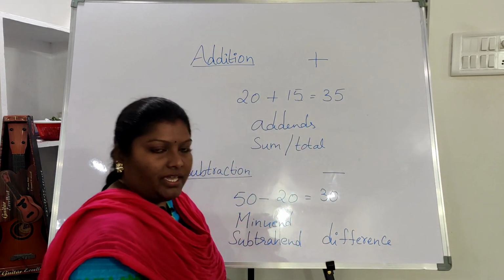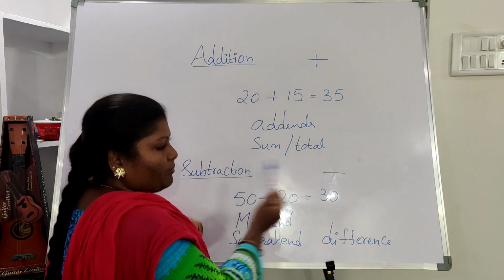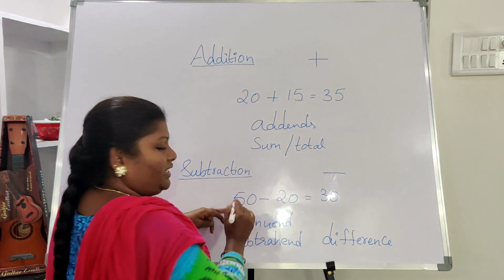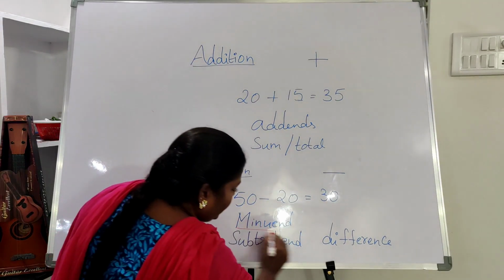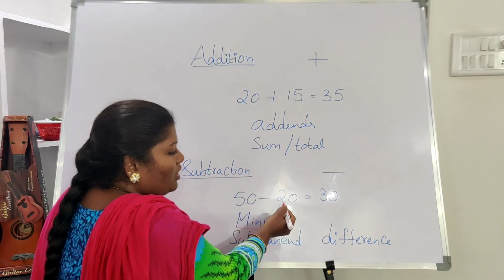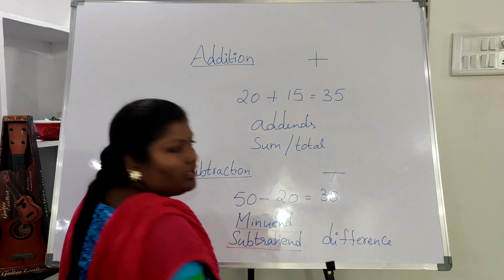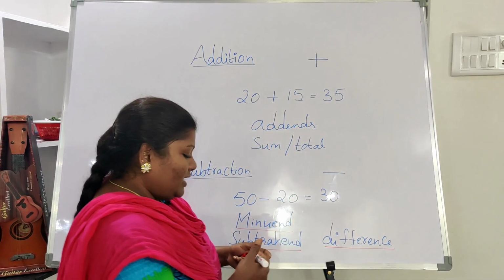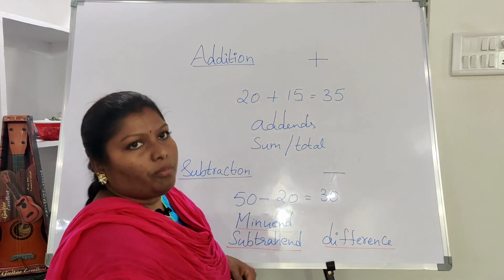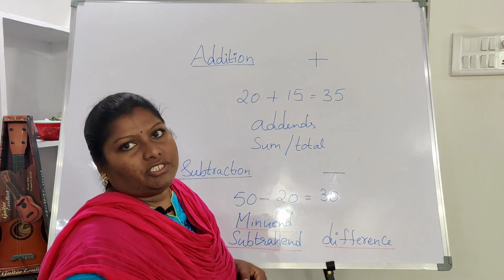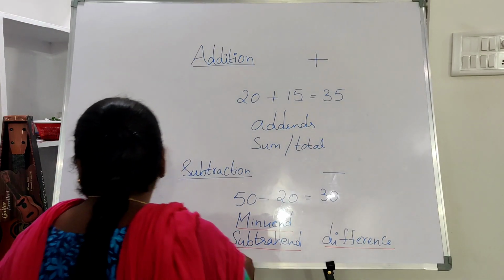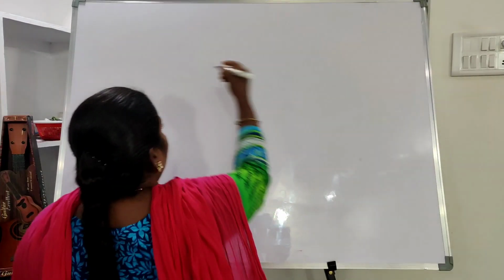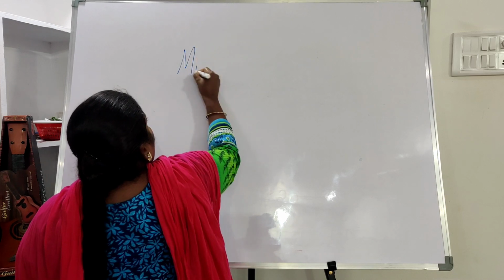I'll repeat once again. The symbol of subtraction is minus. The bigger number which we take to subtract is called minuend, the smaller number is called subtrahend, and the result is called difference. Yes, so let's go for the next operation, that is multiplication.